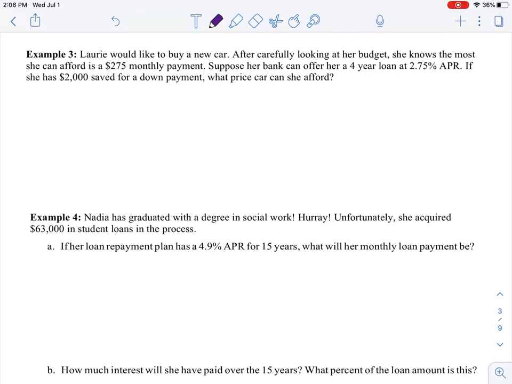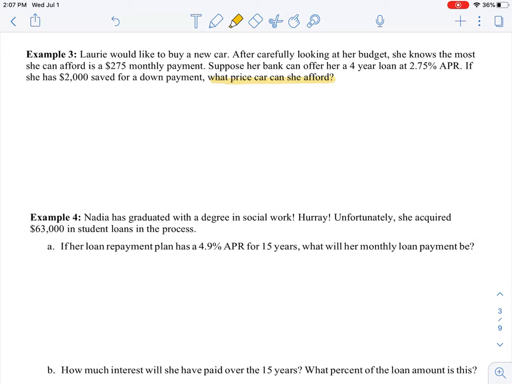Okay, so here's example 3 and 4. Example 3 says Lori would like to buy a new car. After carefully looking at her budget, she knows she can afford $275 monthly. Suppose her bank can offer her a 4-year loan at 2.75% APR. If she has $2,000 saved for a down payment, this is the key thing, what price can she afford?